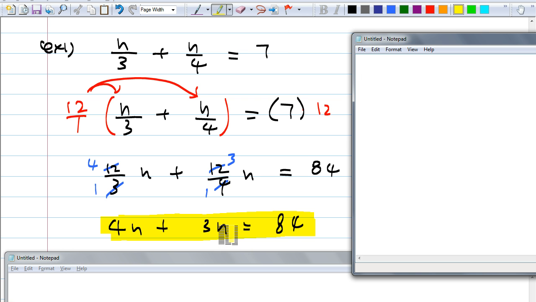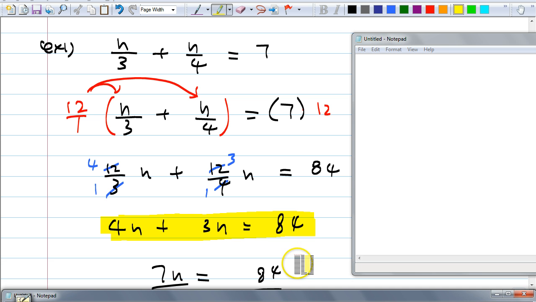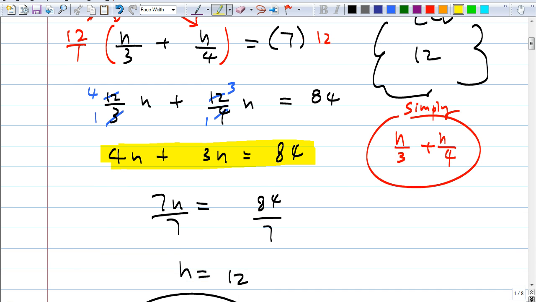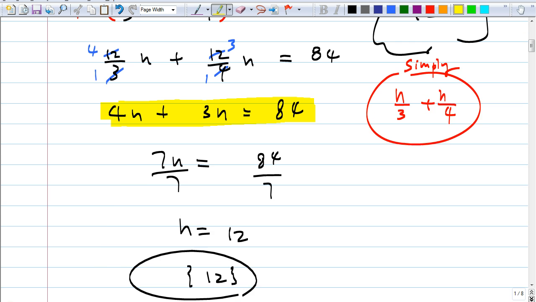And do you know how to solve this equation? What is 4n plus 3n, class? 7n. And all you have to do is divide both sides by 7. And as you can see, it's much simpler to solve. So there's the answer. n equals 12.